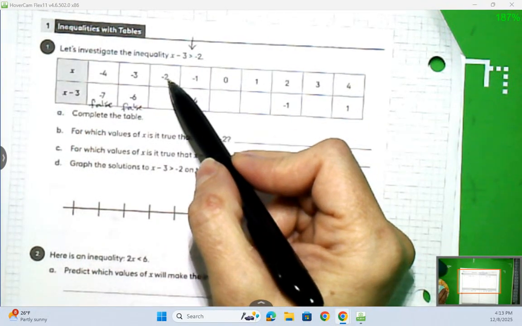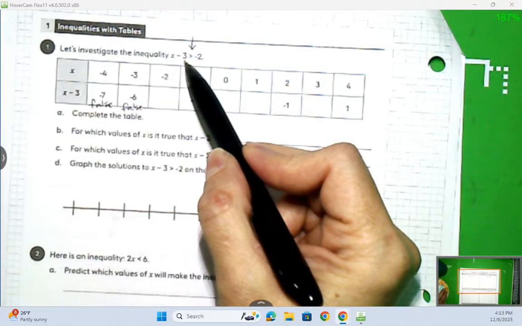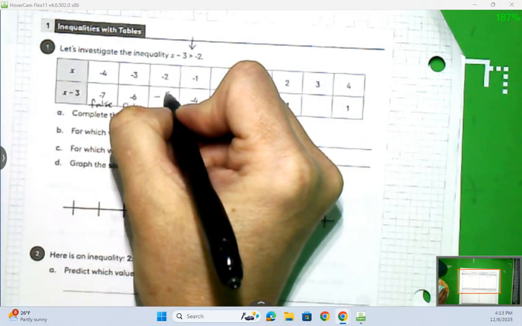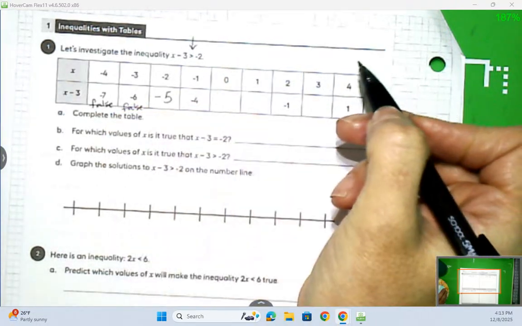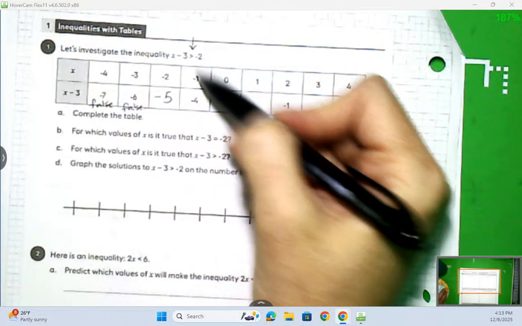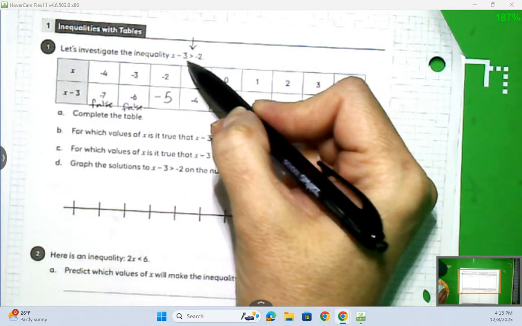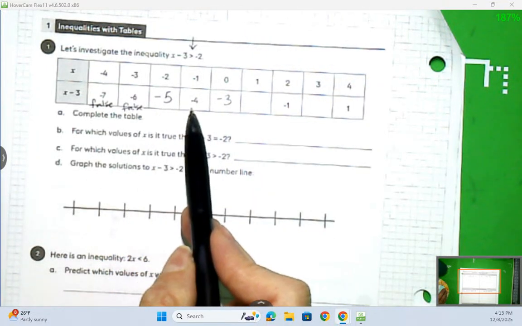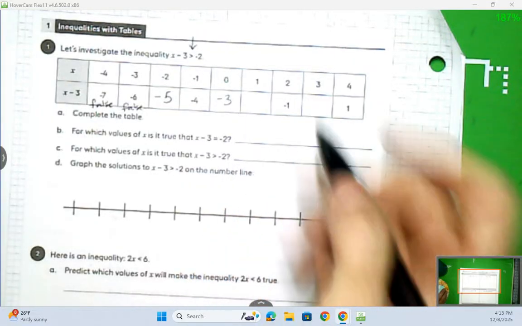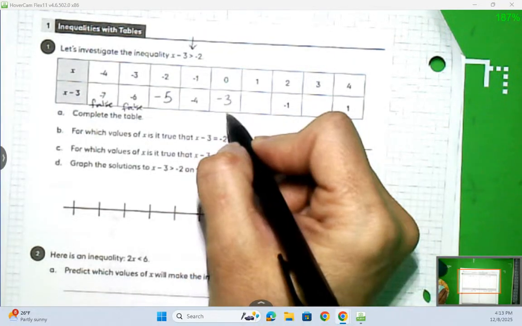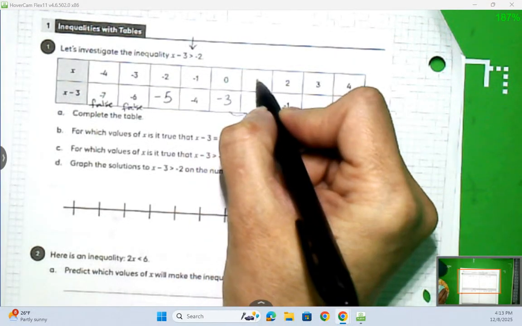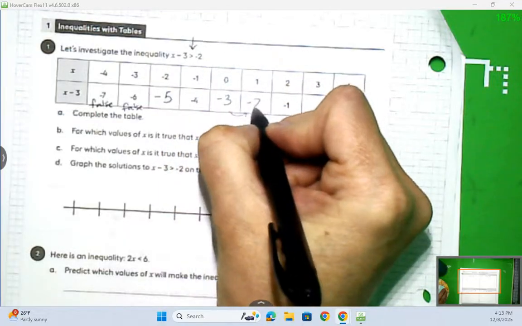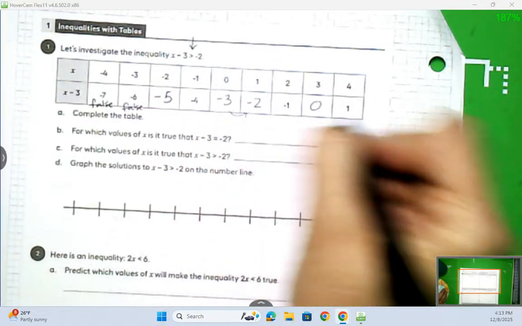All right, we have -2. -2 minus 3 gives us -5. -1 minus 3 is -4. 0 minus 3 is -3. And what you'll notice on the chart is that we're really just adding 1 going to the right. So -3, then this is going to be 1, -2, -1, 0, 1 to fill in the chart.